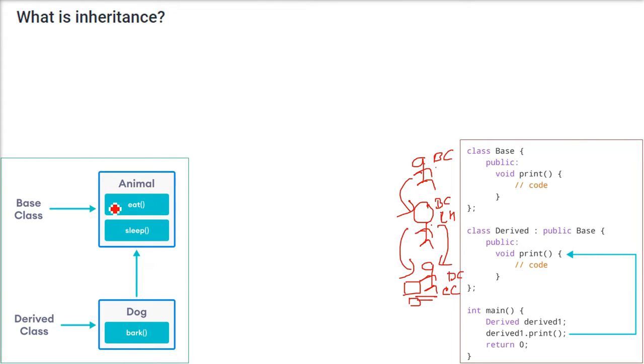So you have made a class which is derived from animal, and eat and sleep have already come here with dog. But there is one more function you have added, that is called bark. So reusability has increased and dog now has 3 functions: eat, sleep and bark. So this is the use and the benefit of inheritance.